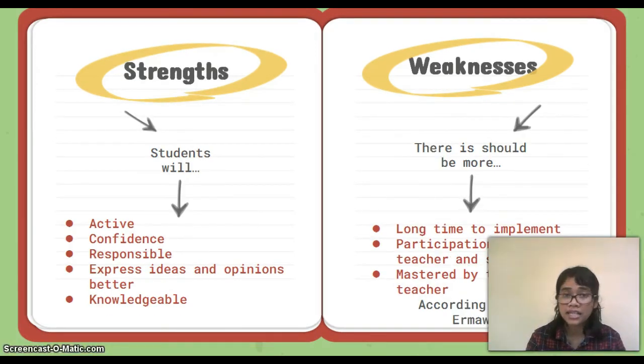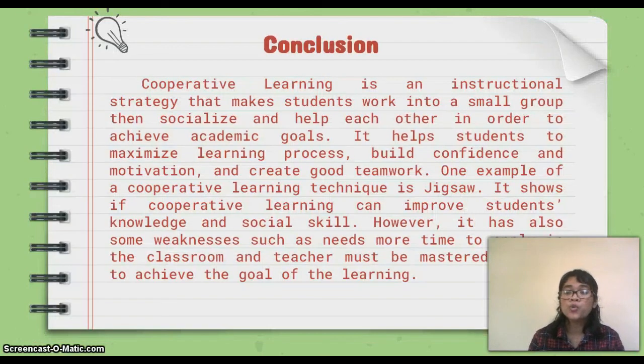And because this is the last material, now finally we move to the conclusion. Overall, this presentation was about cooperative learning. Cooperative learning is an instructional strategy that makes students work in a small group, then they socialize and also help each other in order to achieve academic goals. It helps students to maximize the learning process. They also can build confidence and motivation, and they also create good teamwork.